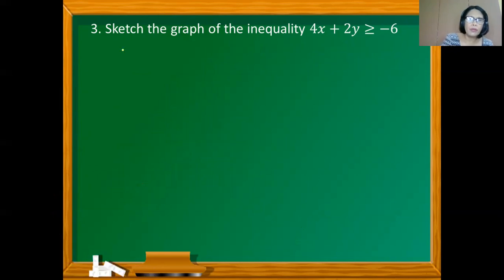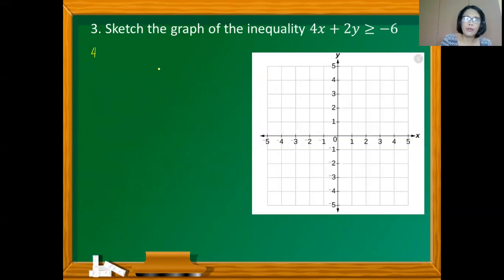So we're going to simplify the inequality. 4x plus 2y is greater than or equal to negative 6. So we have 2y is greater than or equal to negative 4x minus 6. And then divide both sides by 2. So we have y is greater than or equal to negative 2x minus 3.